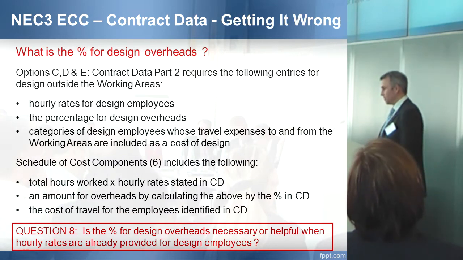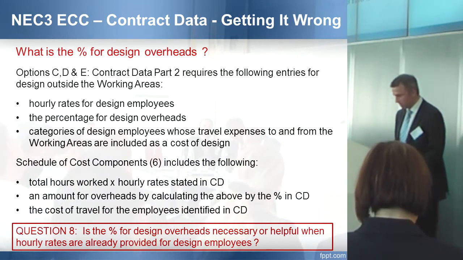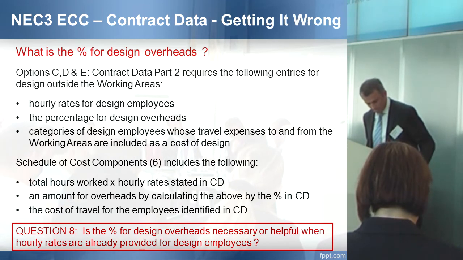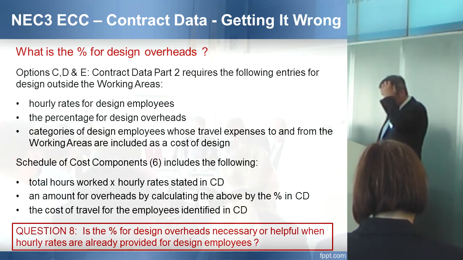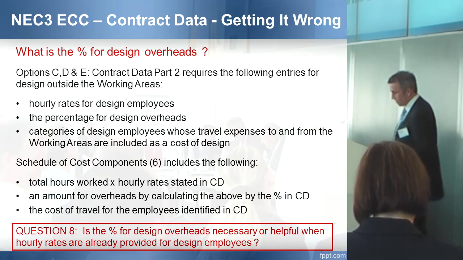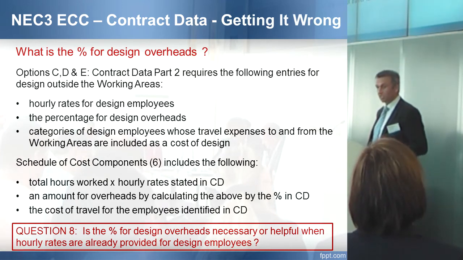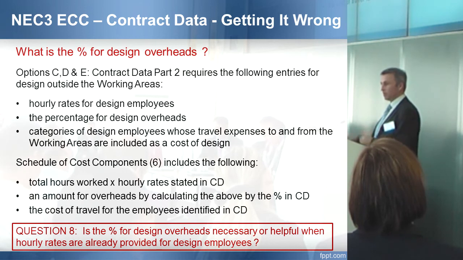Okay, we're almost there now with my list of 10 questions. What's this one? Number 8, is it? Number 8. Okay. So option C, D and E, contract data part 2, requires the following entries for design carried out outside the working areas. Of course, design carried out in the working areas will be treated as people or equipment, whatever.